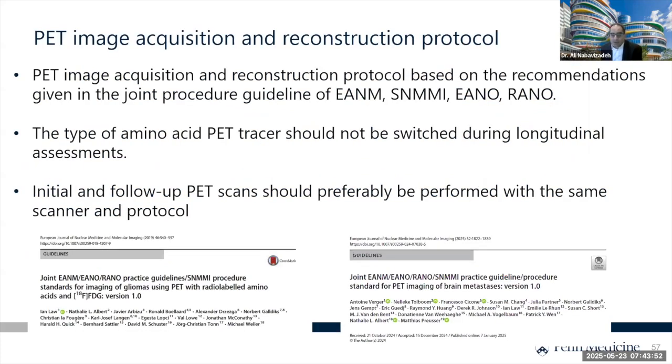If you want to do PET imaging, it is very, very important to follow the guidelines that are published through the EANM, SNMMI, and EHANA RANO practice guidelines. This is the guideline for gliomas, and this is the guideline for brain metastasis. And initial and follow-up imaging with PET should be performed, preferably with the same scanner and protocol using these guidelines. Also, if we use one amino acid imaging, we need to follow up with that. We shouldn't switch amino acid imaging agents during longitudinal assessment.